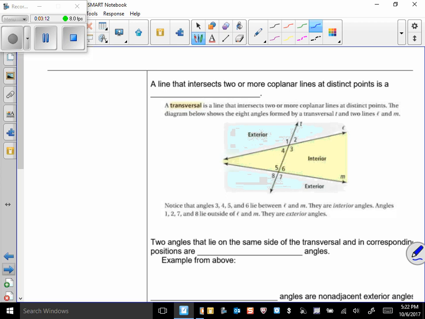All right. So now, a line that intersects 2 or more coplanar lines. In this figure, here are my coplanar lines, L and M. And this line that intersects those 2 coplanar lines is called a transversal. It intersects 2 or more, and I just have 2 lines here that the transversal is intersecting. It intersects these 2 lines at 2 distinct points. So there are my points, and the diagram shows that you have 8 angles formed by the transversal and these 2 lines, and those angles are numbered.